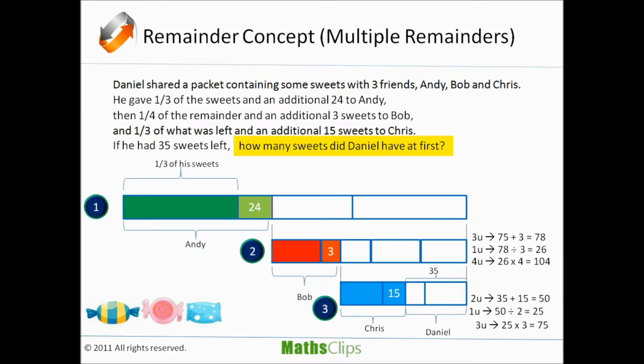We'll take the 104 and solve that on bar model number 1. The 104 and 24 will give us 128, and that makes up 2 units. Then we'll solve for 1 unit, which will be 128 divided by 2, and that gives us 64. Since there are a total of 3 units, we solve for 3 units, which is 64 times 3 for 192. So that whole bar gives us the number of sweets that Daniel had. Daniel had 192 sweets at first.